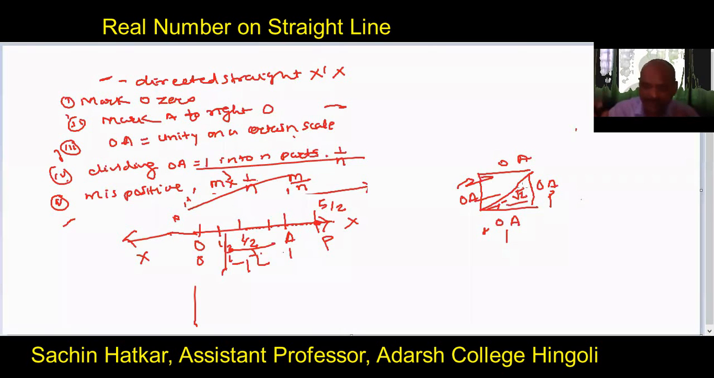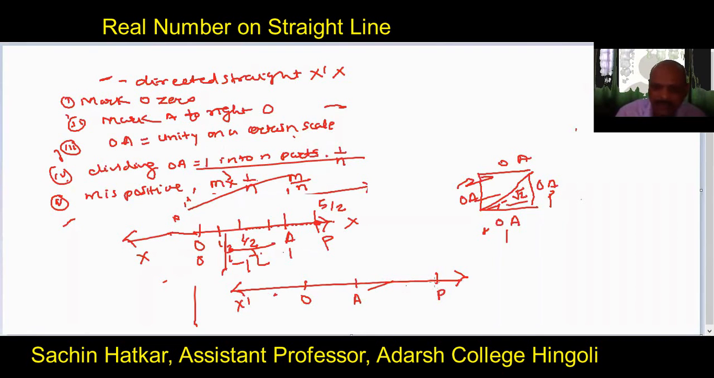Now take that diagonal distance, and if we draw it on a straight line, this is X dash, this is O, this is A, and this is my P, where we have represented m by n, any rational number.